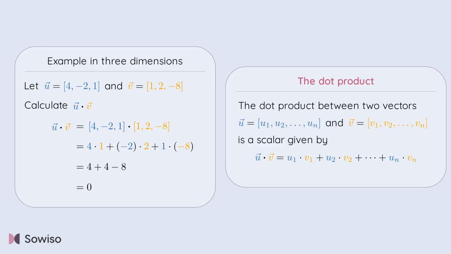As we will see later in this chapter, the dot product being 0 means that the two vectors are perpendicular to one another. This concludes the examples.